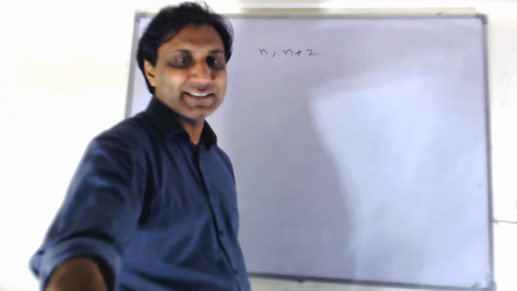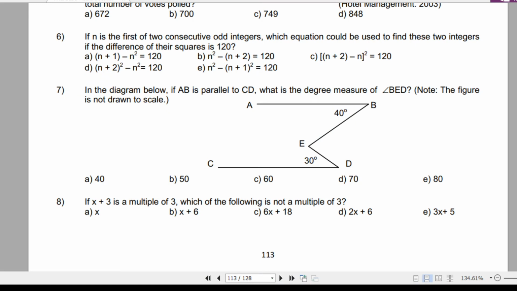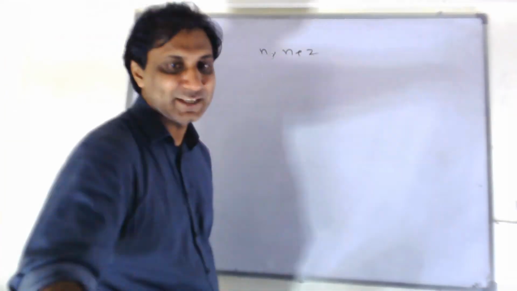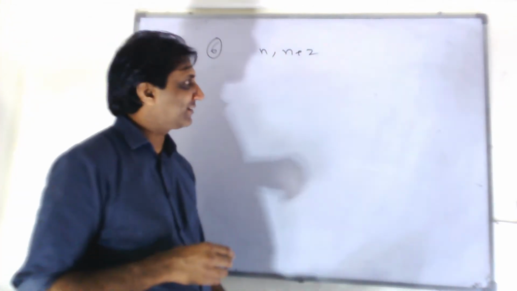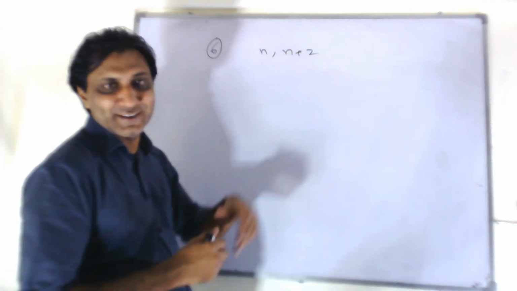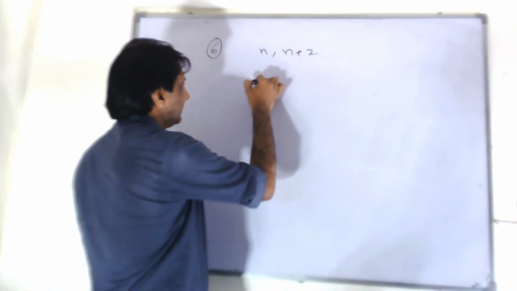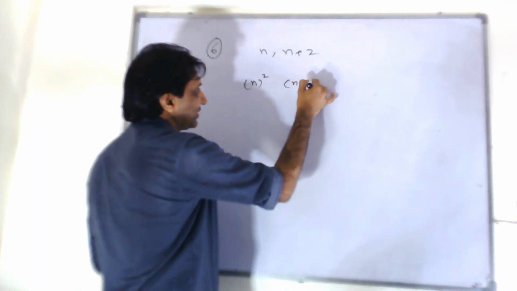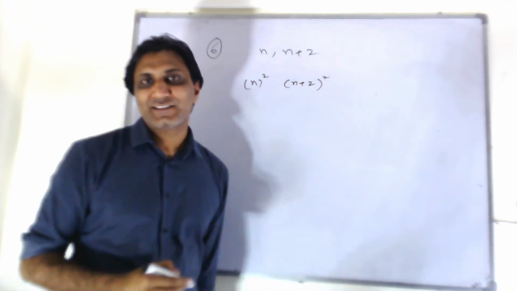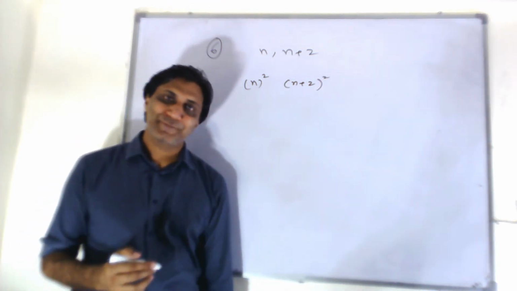Now the condition is to find which equation could be used to find these two integers if the difference of their squares is 120. The squares will be n square and n plus 2 square. Now we need to find the difference.